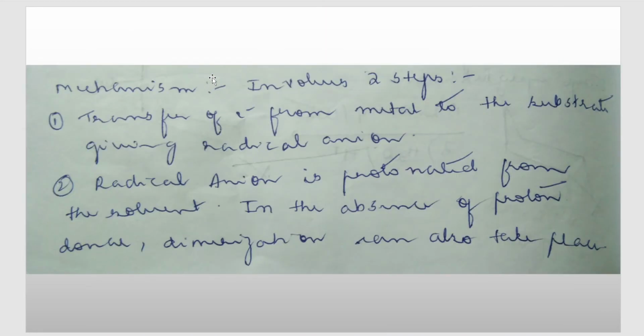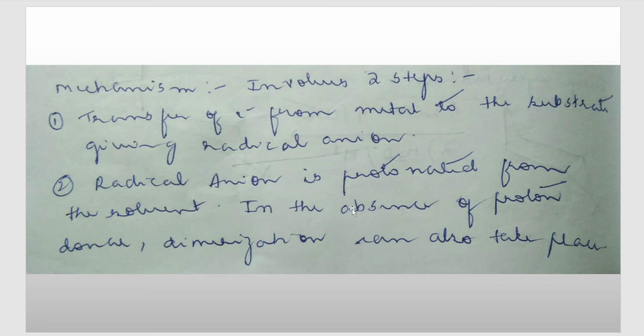As I said, the mechanism involves two steps: transfer of an electron from the metal to the substrate, giving a radical anion. That is, an anion having a minus charge is created once the electron is transferred, and that radical anion is protonated from the solvent. That is, a proton, an H plus ion, is given to that radical anion from the solvent.